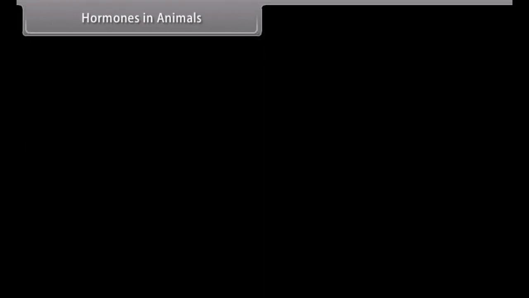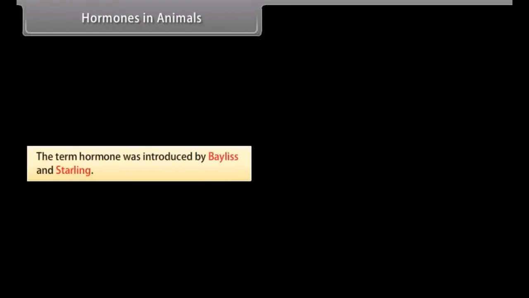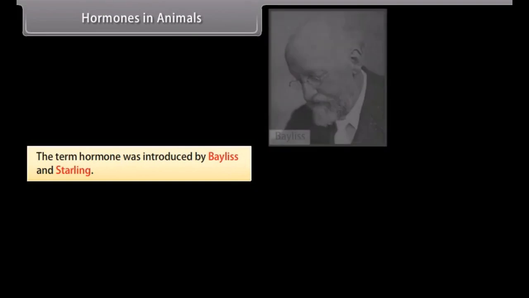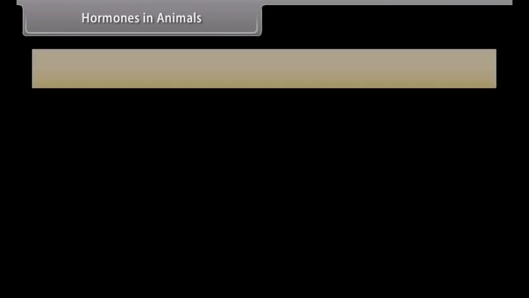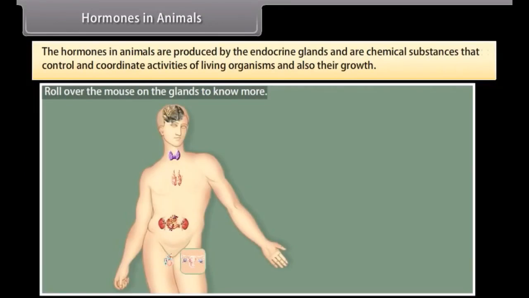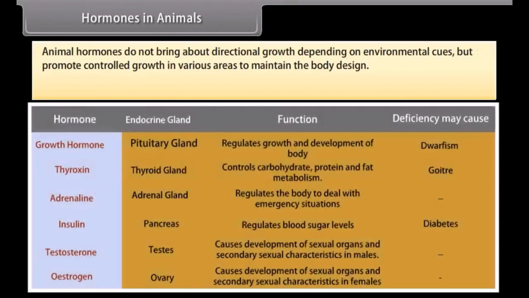Hormones in animals. The term hormone was introduced by Bayliss and Starling. The hormones in animals are produced by the endocrine glands and are chemical substances that control and coordinate activities of living organisms and also their growth. Animal hormones do not bring about directional growth depending on environmental cues, but promote controlled growth in various areas to maintain the body design.